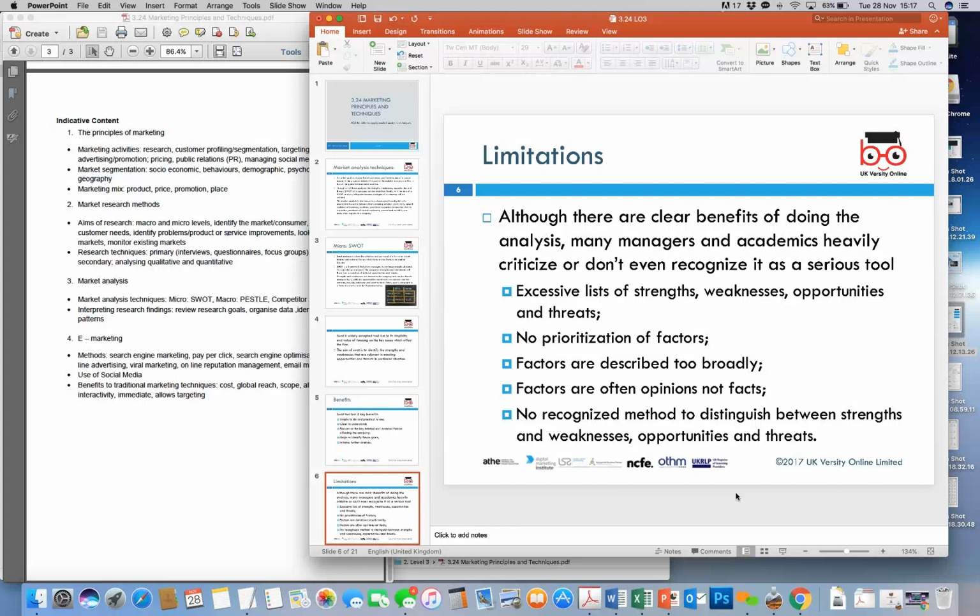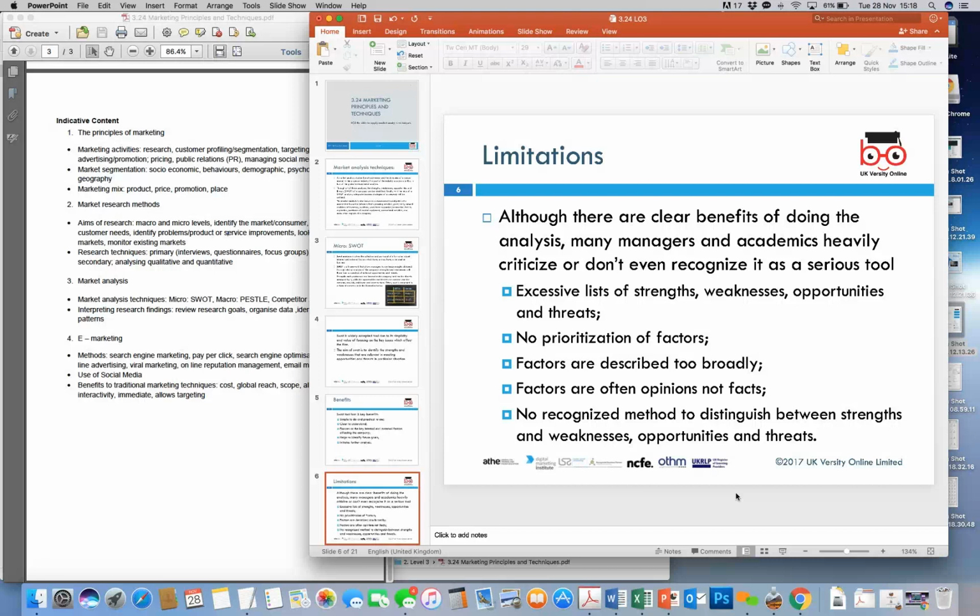So prioritization is an issue when we look at doing SWOT analysis, because it does not reflect a particular strength or an opportunity at any given point in time, but it talks about it in a generic fashion. And the factors tend to be quite broad. So that brings us to the next limitation.